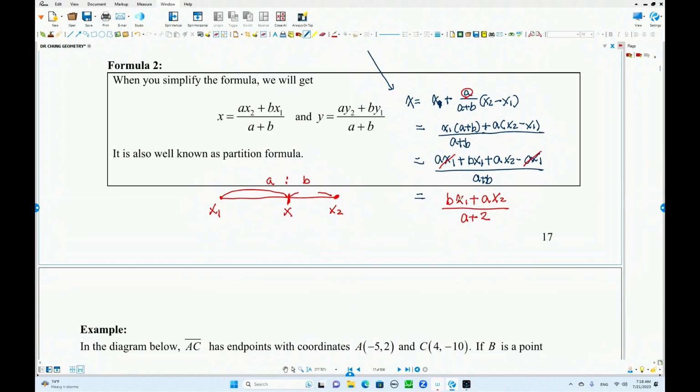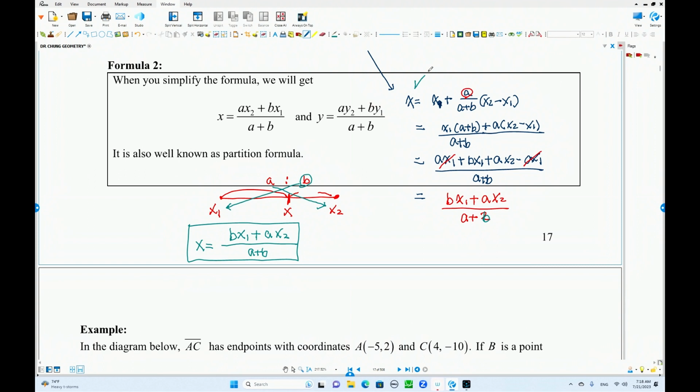Follow it over here. Take a look: b x1. So you multiply this one to the x1, crosswise. So b x1 plus the second one, a x2, the other side, a x2, but over a plus b. How about this b? This is b, a plus b. That is the value of x, right? That's the formula.